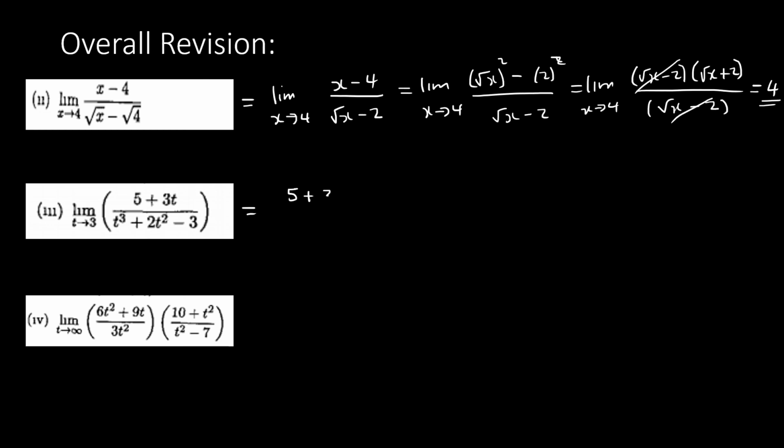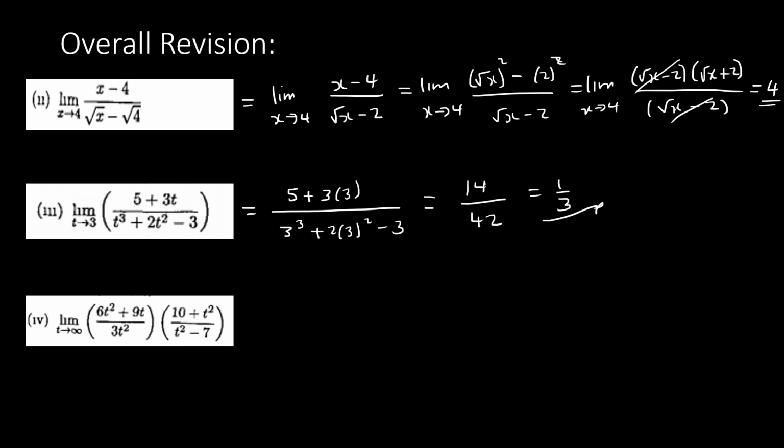I can see at the top I have this, at the bottom I have 3 cubed plus 2, 3 squared minus 3. So I'm going to substitute this. I'm getting 14 at the top. At the bottom I'm getting 42. So 14 over 42, it's 1 over 3. So you have to check first before you try to simplify.